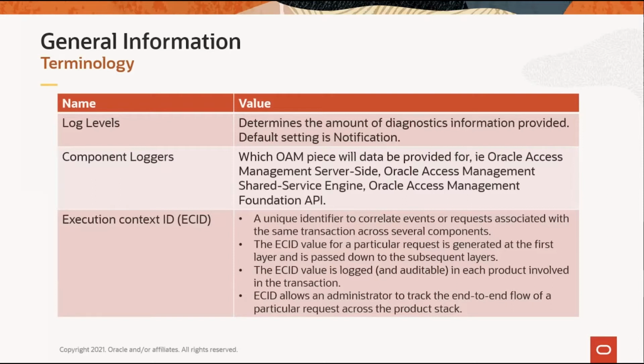And then we use the execution context ID, which we refer to as ECID. This value allows us to track subsequent messages that refer to the same transaction through the log file and to the other component log files that are related to it.